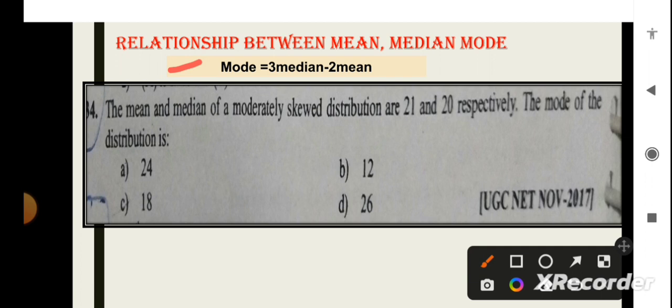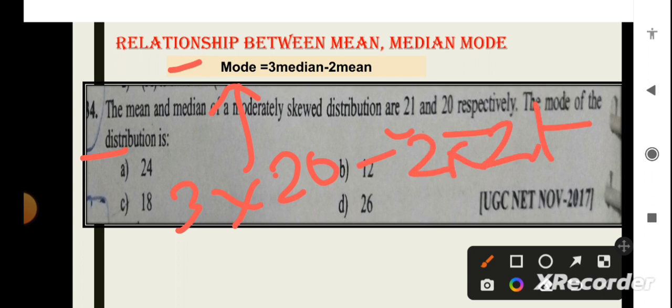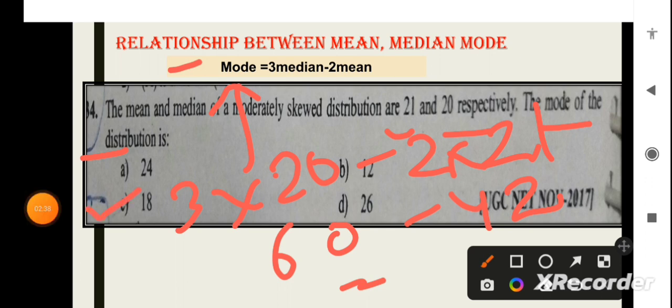Let's see this question, which says that the mean and median of a moderately skewed distribution are 21 and 20 respectively. We have to find the mode of this distribution. By this formula, we can solve it easily and we will get 3 multiplied by 20 minus 2 multiplied by 21. After solving this, we will get our answer, which will be equal to 18, that is option C.